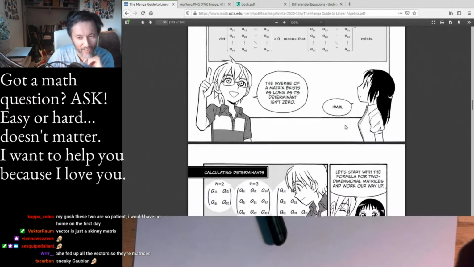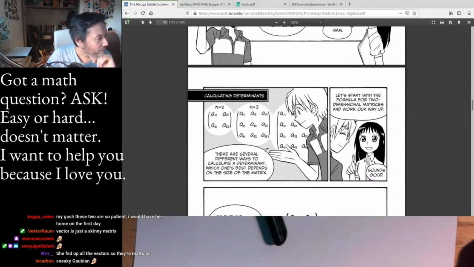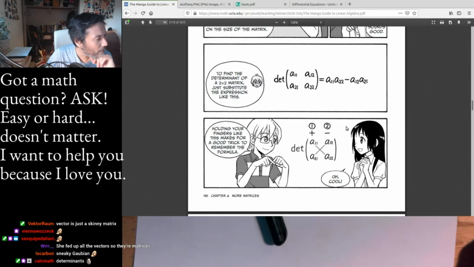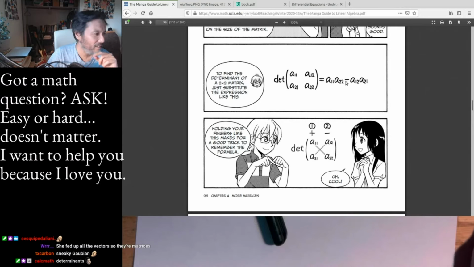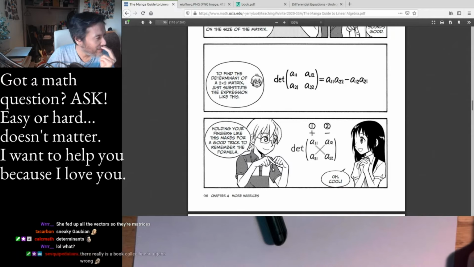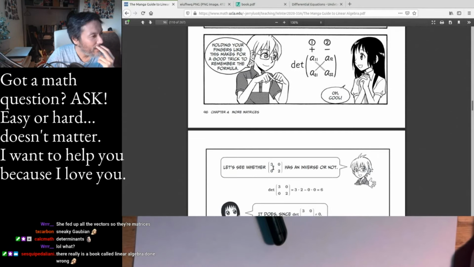This is a sin. Holding your fingers like this makes a good trick for remembering the formula. No, it doesn't. Is that a good... The tricky part is that minus. Why does that... I strongly disagree. And she's missing an eyeball.